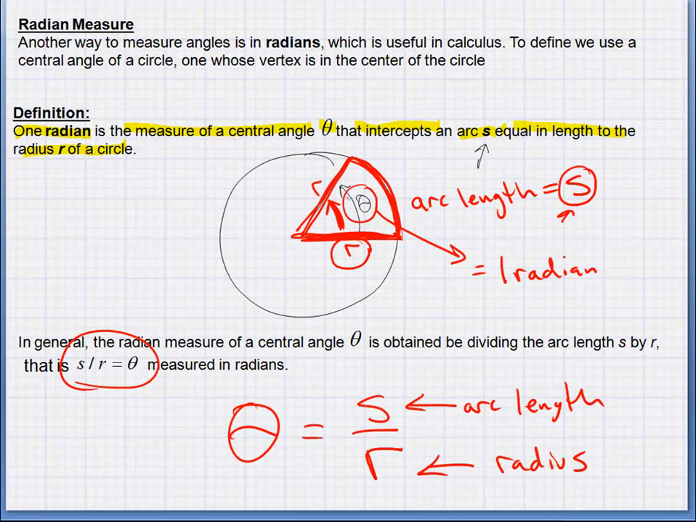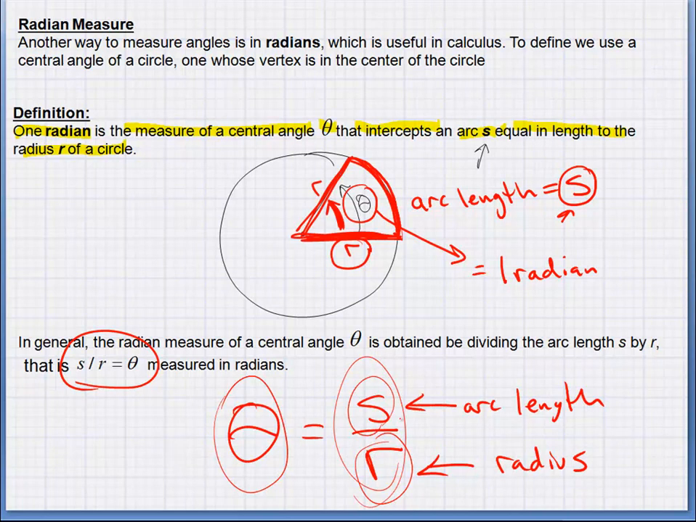Now, why is this formula going to work? Well, think about it. If my angle has to be 1 radian, it's when this measurement and this measurement are equal. Well, if I have the same thing over itself, I would get 1. So this formula is a legitimate formula.